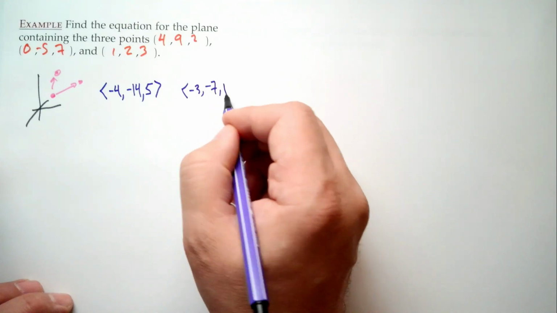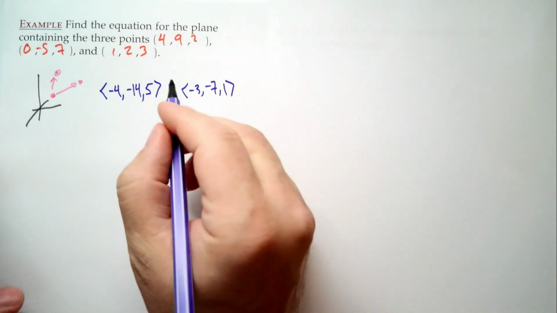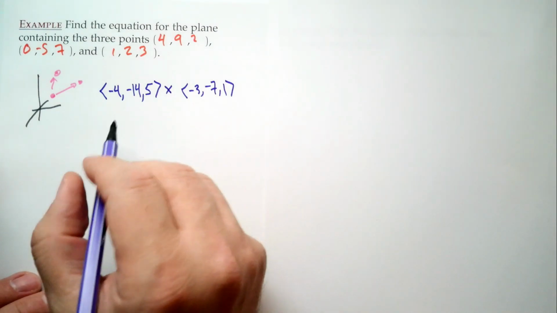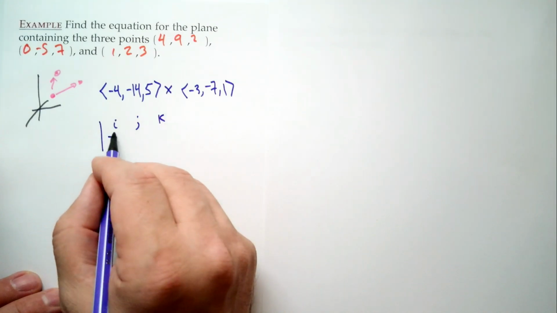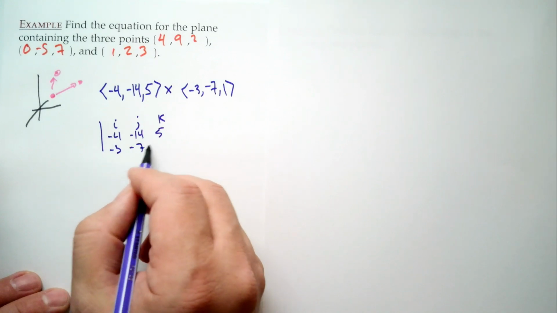-7, and 1. So these two vectors are vectors in the plane. Now that I have two directions in the plane, we cross. Because if you cross two directions in the plane, you have to find something perpendicular. And the something perpendicular, that is the normal vector. So this will be i, j, k, -4, -14, 5, -3, -7, 1.